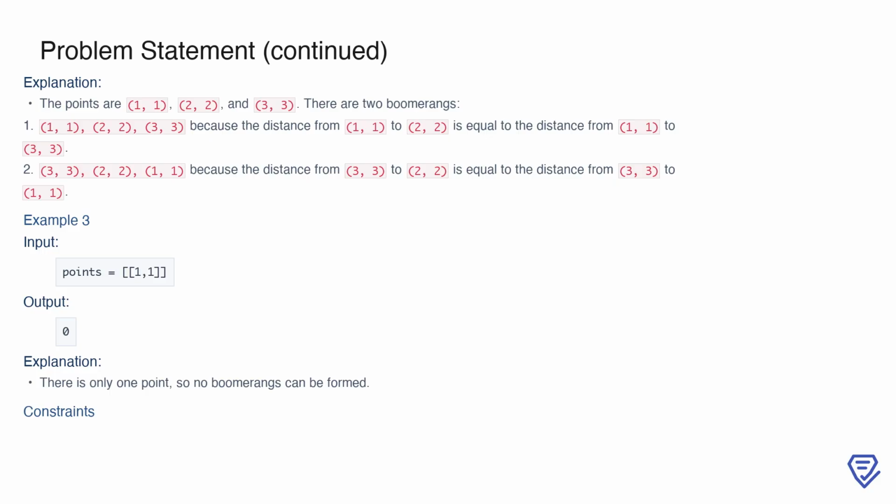In the third example, there is only one point, [1,1]. Since a boomerang requires three distinct points, it is impossible to form any boomerangs, and the output is 0. This demonstrates how the problem handles edge cases, such as when there are too few points to form valid tuples.